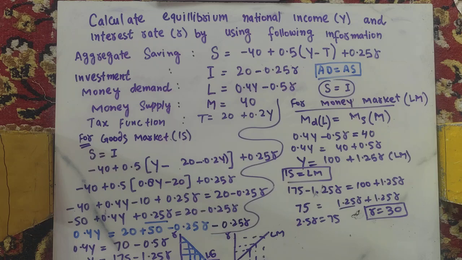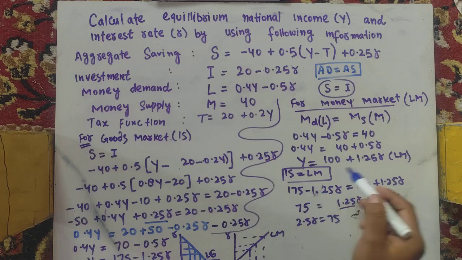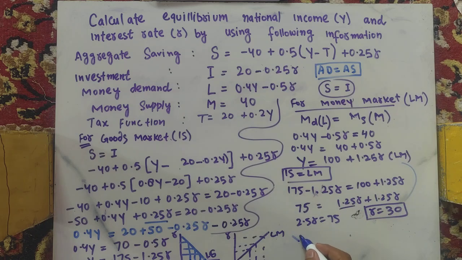Now to find the equilibrium level of income, we plug r is equal to 30 into either the IS or LM equation. Let's put it into the LM equation. So y will be equal to 100 plus 1.25 times the value of r, which is 30 here. So equilibrium income will be 100 plus, 3 fives are 15, 3 twos are 6, 7, 3 ones are 3.